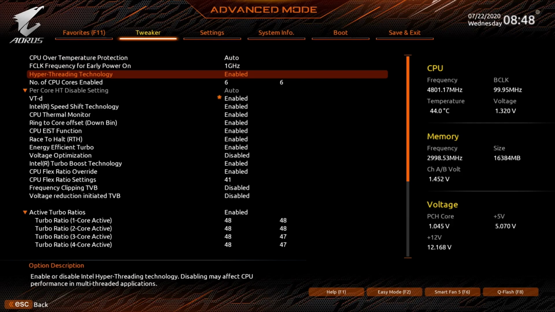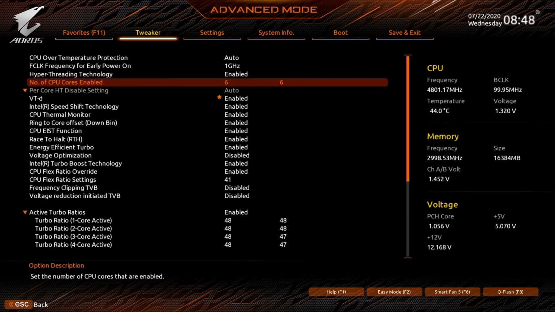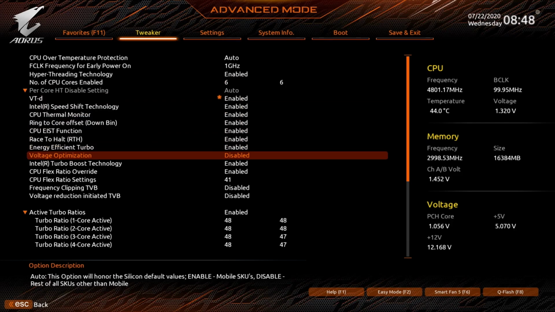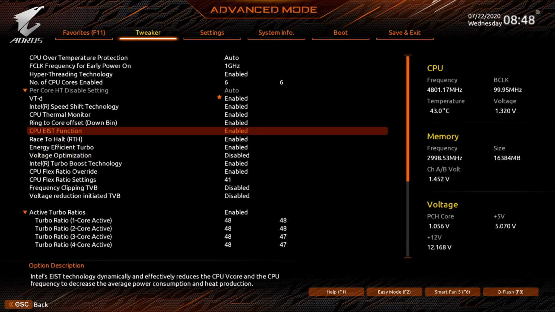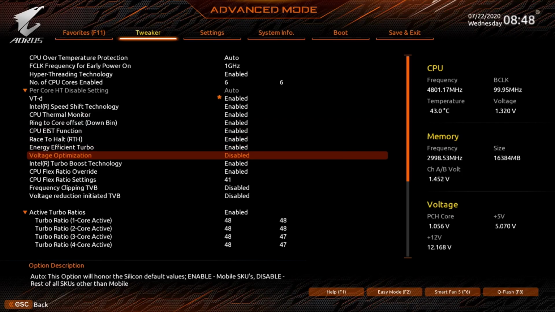Okay, so we're going to leave this at auto over temperature protection. That's fine. Hyper-threading, we'll leave that on. We're going to make sure all of our cores are enabled, and we'll leave all these default settings. A lot of people like to disable them for overclocking, and that's one way to do it. But we're going to keep this CPU behaving as close to stock as we can while getting the most overclock out of it.